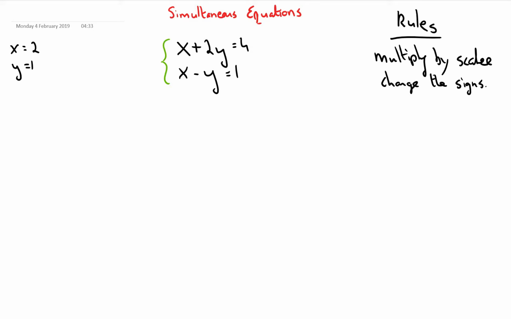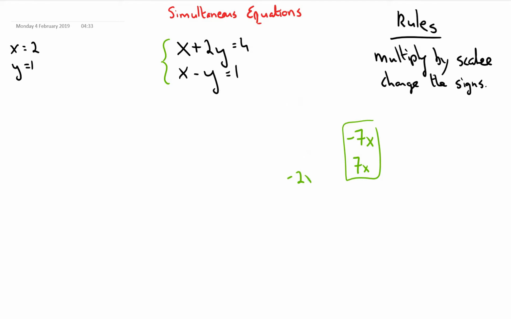What I'm looking for is a positive and negative pair here. What I mean by that is, if I have a 3y on top, I would like to have a minus 3y on the bottom. Or if I had a 2x on top, I'd like to have a minus 2x on the bottom. Or if I had a minus 7x on the top, I'd like to have a 7x on the bottom. So that's what I mean by a positive and negative pair.